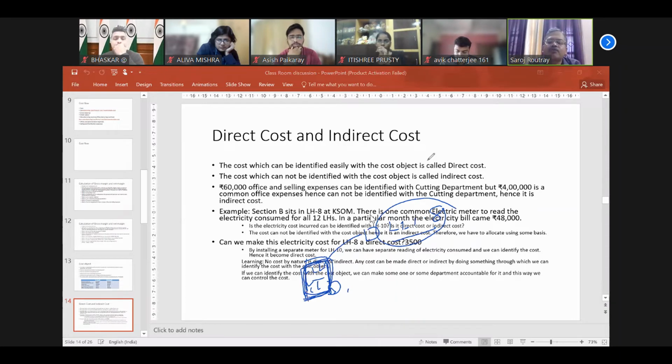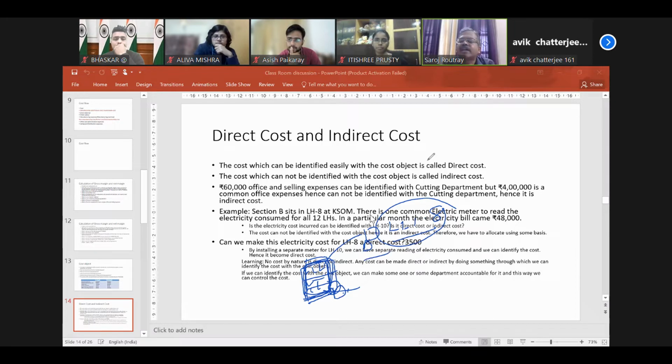But if you have to find it out for the whole building, yes, you can identify because there is a meter. So on the basis of that, you can say that in this building, this much of electricity is consumed. So that's a direct cost. And if I install a meter in front of LH8 and then I get that electricity cost, then it is a direct cost. Okay, so what is changing? When your cost object is changing, the same cost is becoming a direct cost or an indirect cost.